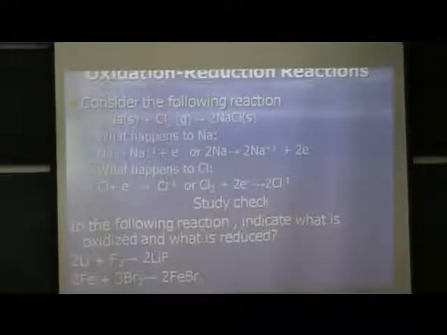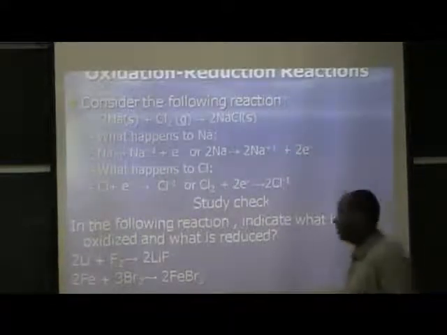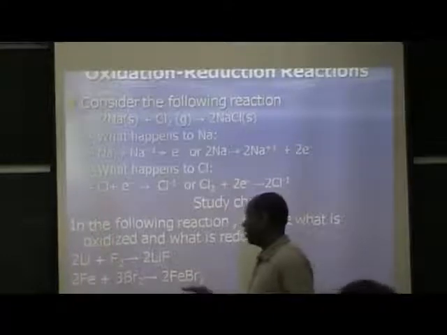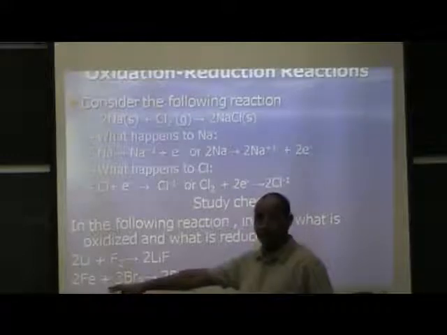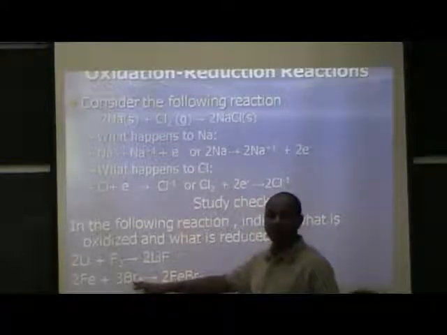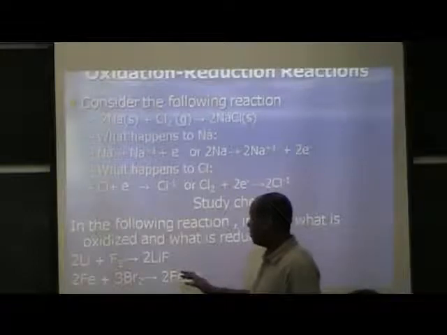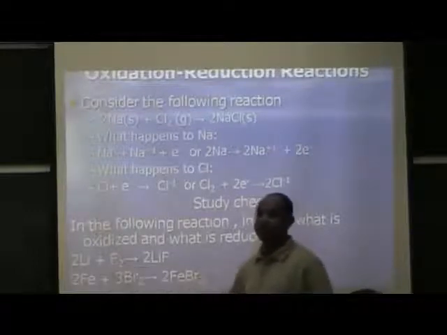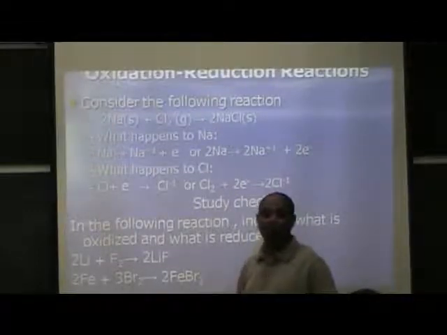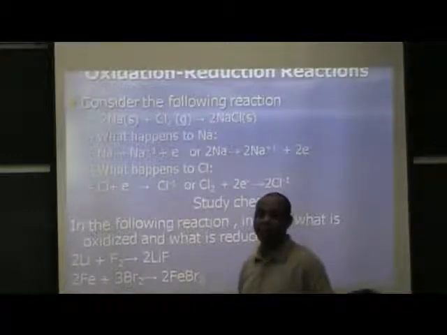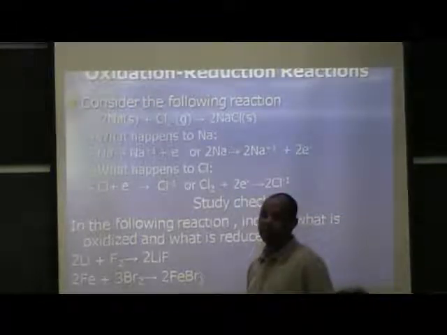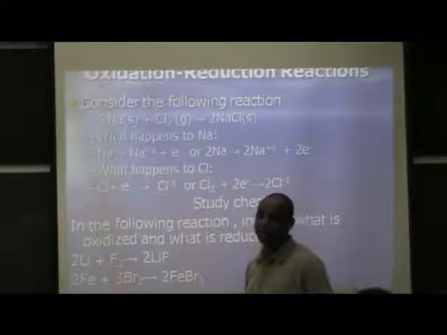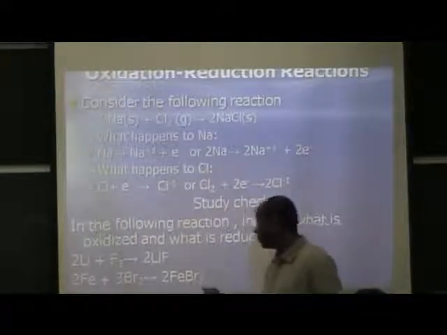Okay, the same situation we have here. We have iron and we have bromine. So again, which element is oxidized here? Iron. Iron is oxidized and bromine is reduced. Now the question is, how many electrons are lost by iron? 6 electrons lost by iron. How do we know there are 6 electrons lost by iron? That's iron 3. How do we know that's iron 3?